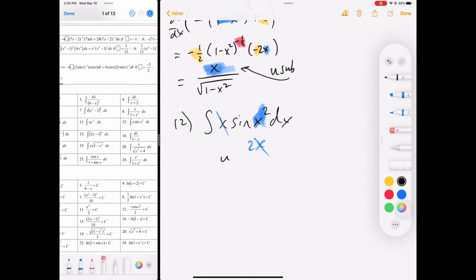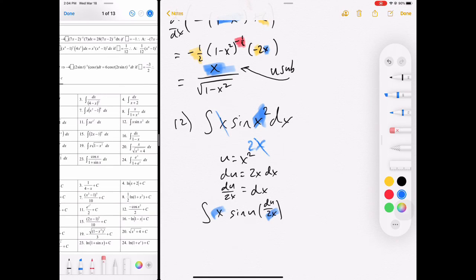So let's go ahead and say u is equal to x squared. du is equal to the derivative of x squared, which is 2x, times the derivative of x, which is dx. dx is equal to du over 2x. Let's substitute everything back in. x sine of u, and then dx becomes du over 2x. And you notice we get rid of the x's that we wanted. We're left with the 1/2 in the front. That's a constant for us. Integral of sine u du, which is back to our identity.